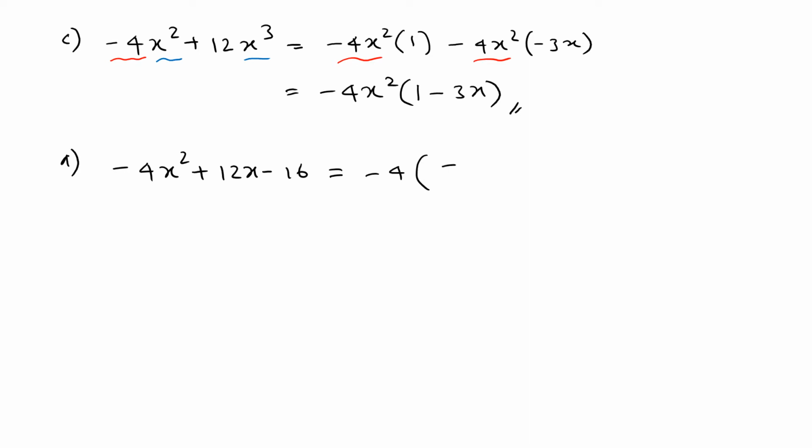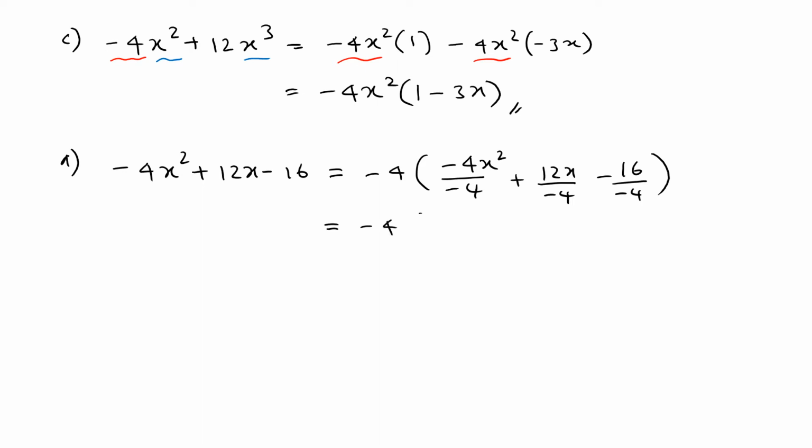So that means negative 4x squared. You're pulling out negative 4, which means you divide everything by negative 4. And then the next term is 12x. You divide by negative 4. And then we have negative 16, divided by negative 4. So this is another step to see how those things are going to happen.